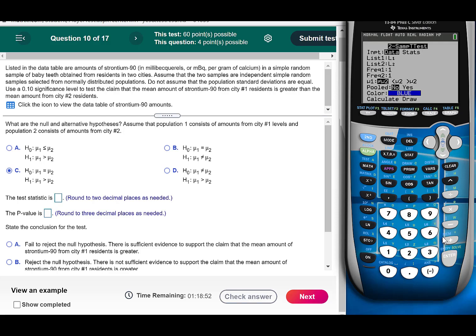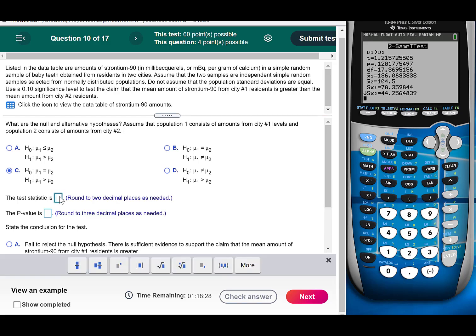Okay. Data, L1, L2. Don't change the frequencies. We're doing that. The first one is bigger than the second one. So watch, guys. How do you choose? Greater than. And then pooled is no, because he says do not assume that population variances are equal. And then hit calculate. And this is the test statistic. This is the p-value.